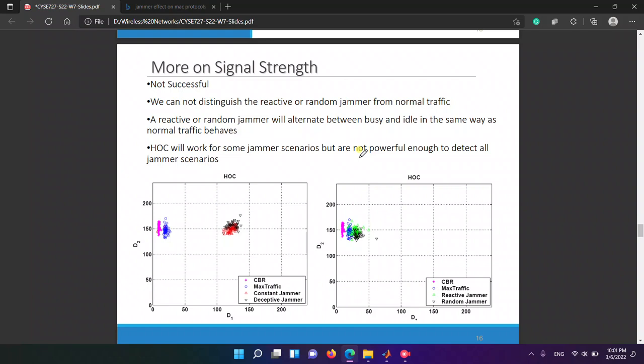A reactive or random jammer will alternate between busy and idle in the same way as normal traffic behaves. It makes sense, because the random jammer, as we said, is just sending packets. It keeps sending packets, so it looks normal. And the reactive jammer copies the actual traffic. Whenever it sees traffic, it sends a signal. So the reactive jammer and the actual traffic will look identical.